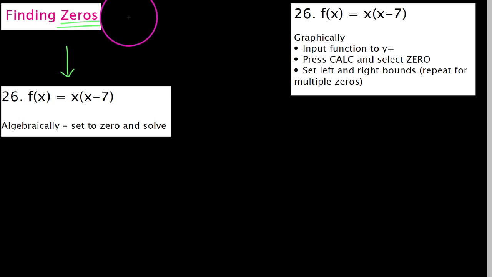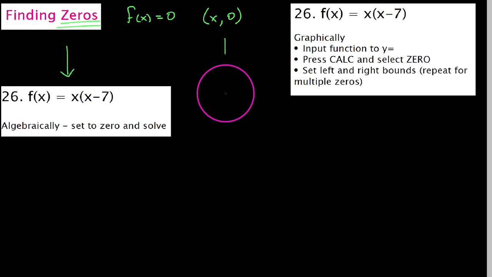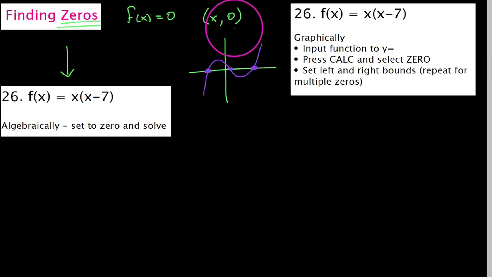A zero is any x value that, when we plug it into the function, makes this statement true. That is, it is an x value that gives us a y value of 0. So graphically speaking, given a function, its zeros would be any x values where our function would be on the x-axis. They would be y values of 0 at those given x values.